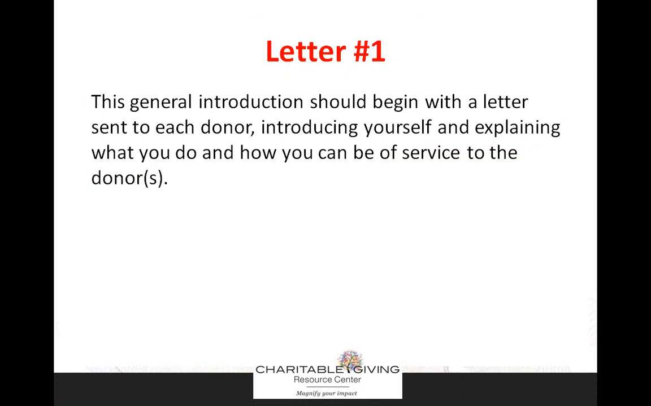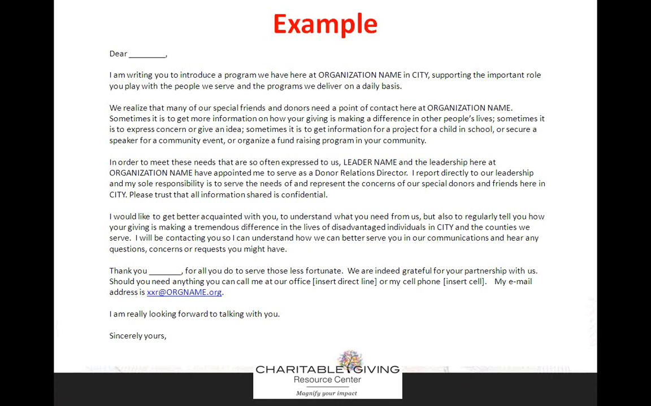So letter 1. This general introduction letter should begin with a letter that's sent to each donor that you've put into this pipeline, introducing yourself and explaining what you do and how you can be of service to donors. Here's an example, and I know this is very small, but I wanted to make sure that you leave with something that's tangible that you can actually cut and paste and use if you want. So this is why I'm just going to take a minute to read.